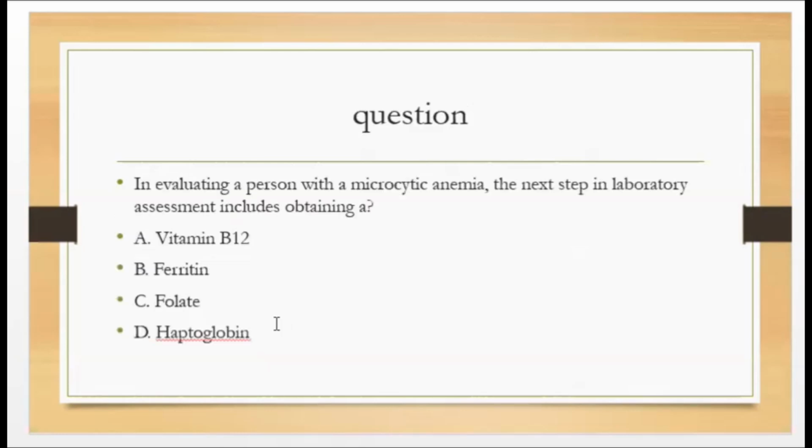Then we have another question here. In evaluating a patient with microcytic anemia, what lab do you choose? It's so simple. You're able to throw away B12 and folate because B12 and folate go together. Okay. So somebody that you are worried about has microcytic anemia, which is iron deficiency, which we shared already.